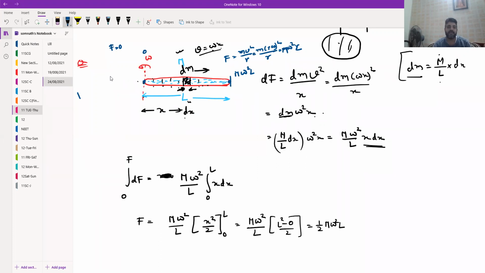So you can find the average force, that is (initial plus final) by 2, without calculus method: (0 plus m L omega square) by 2. So the answer is half m omega square L. Same answer, right? So what we do in normal integration, that is the average value. Okay?